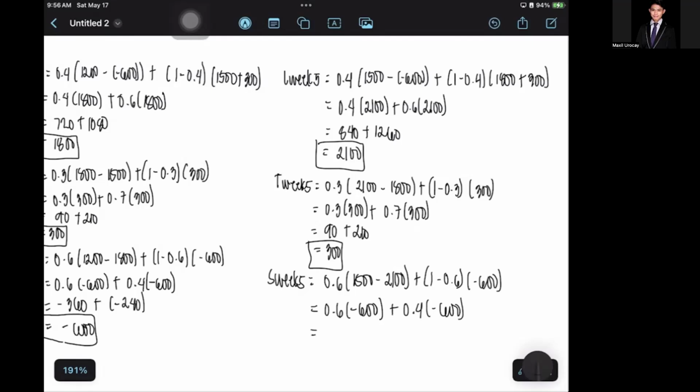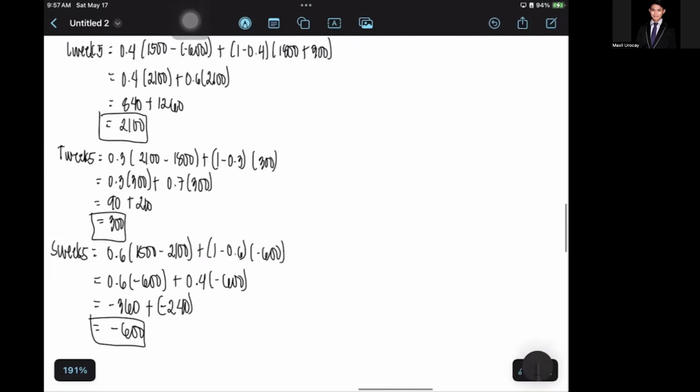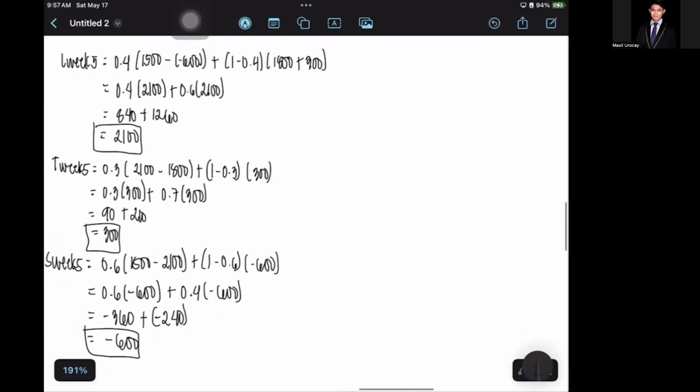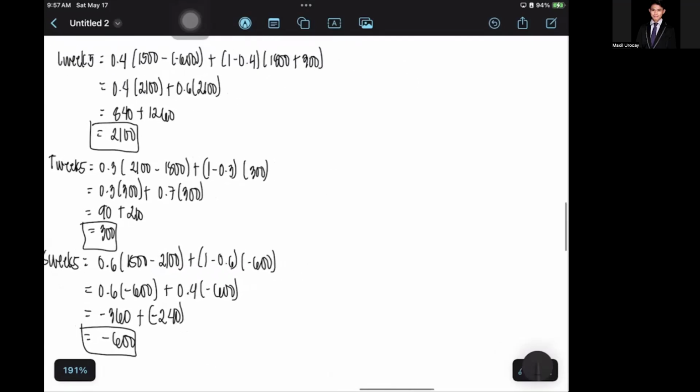So 0.6 times negative 600 is negative 360, plus 0.4 times negative 600, that is negative 240. So what will happen here then? It will still equate to negative 600. So that is for the level, trend and seasonality of week 5.